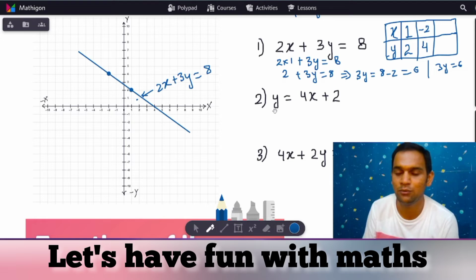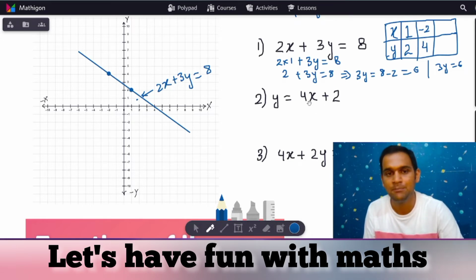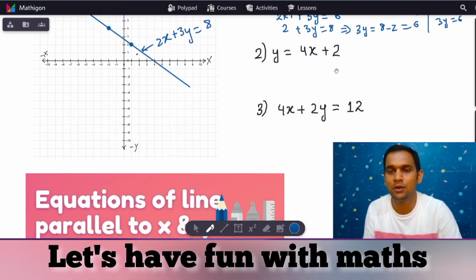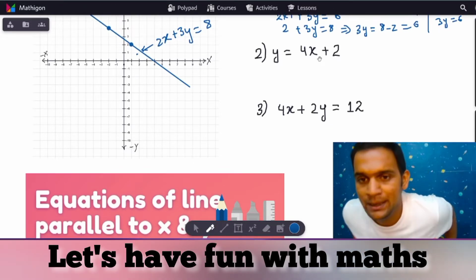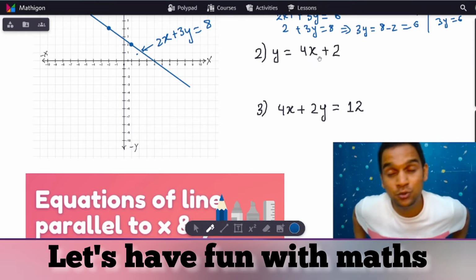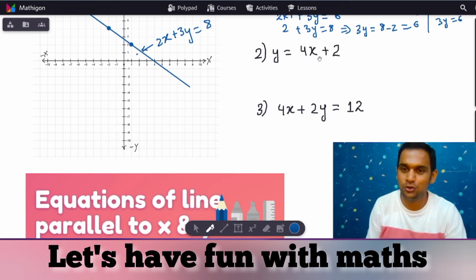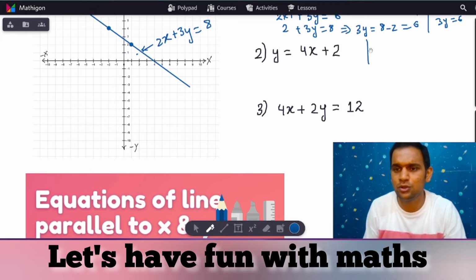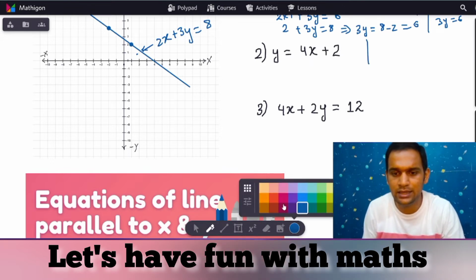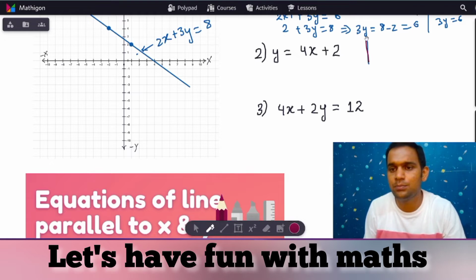Let's try to understand one more example. y equals 4x plus 2. Okay, so y equals 4x plus 2. Obviously, the first thing we do is we try to find a few solutions. That is, we generally make 3 solutions. So let's change the ink and then try to make this table.